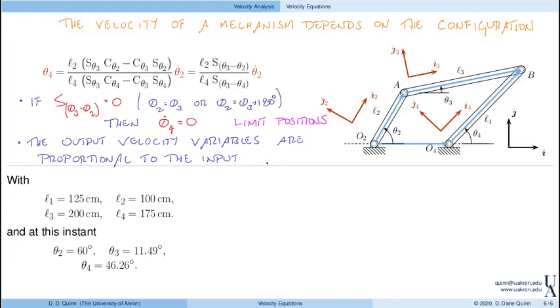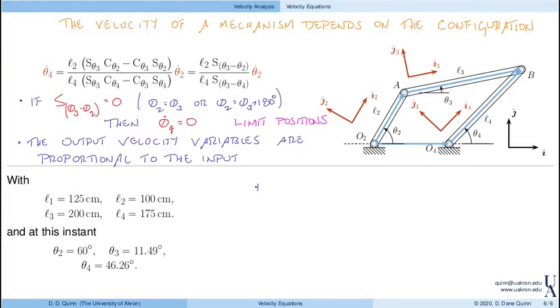So looking at an example here, just to finally close this, let's take this 4-bar linkage that we've shown here. I'll let L1 be 125 centimeters. L2 is a little bit shorter. L3 is fairly long, 200. L4 here is 175. And at this instant, I will go ahead and solve for the configuration variables. So let theta 2 be equal to 60 degrees. Theta 3 is 11.49. Theta 4 is 46.26 degrees. So again, I have basically given you the mechanism and the configuration variables.